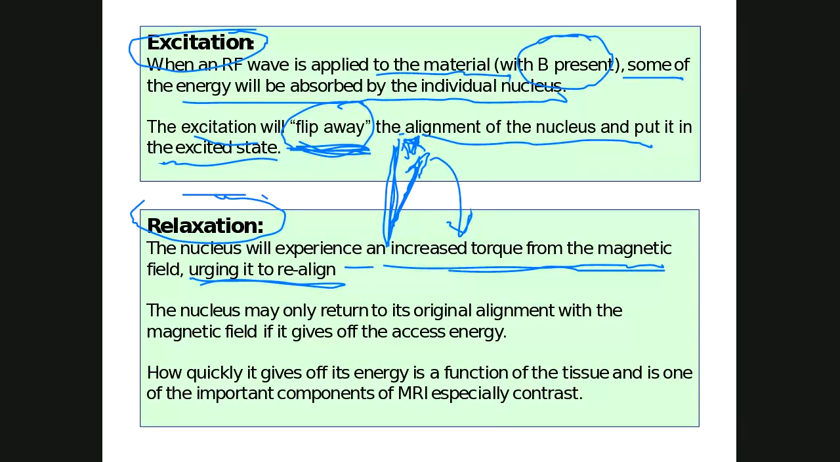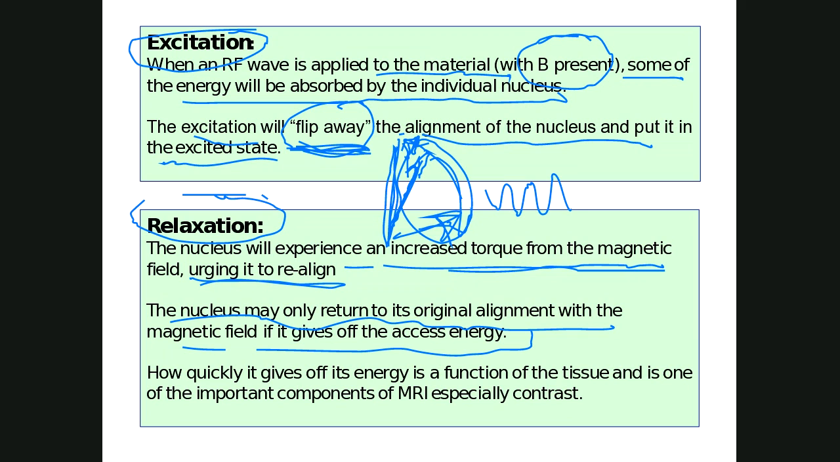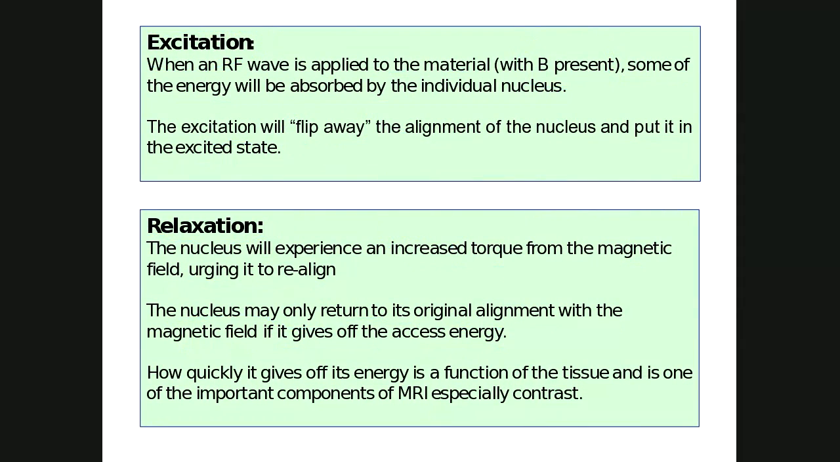So the nucleus may only return to its original alignment with the magnetic field if it gives off energy. In order for this nucleus that is now in the excited state to go back here, it must give off energy. That energy is our emitted electromagnetic wave, and that is the one that we're going to use to capture our image.